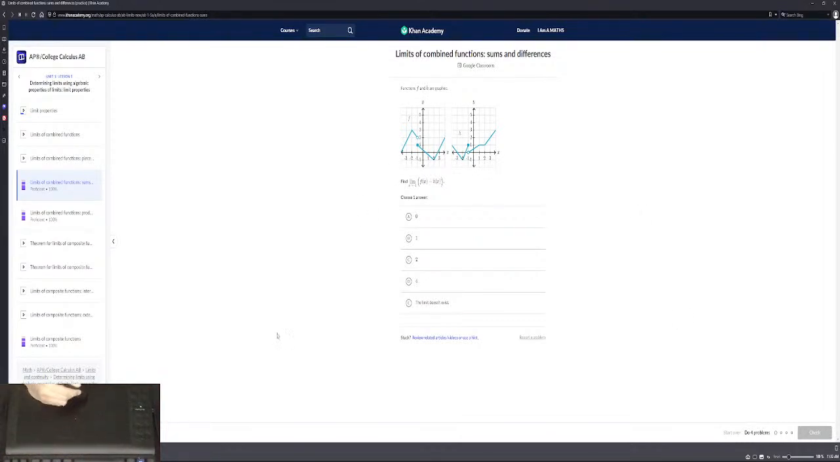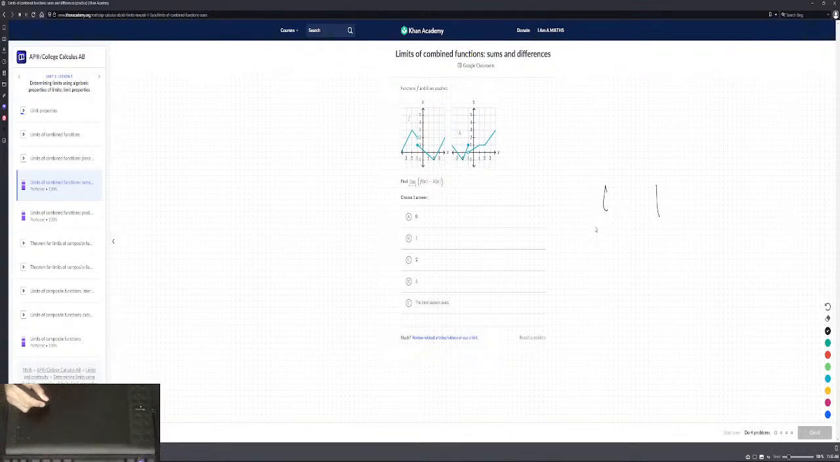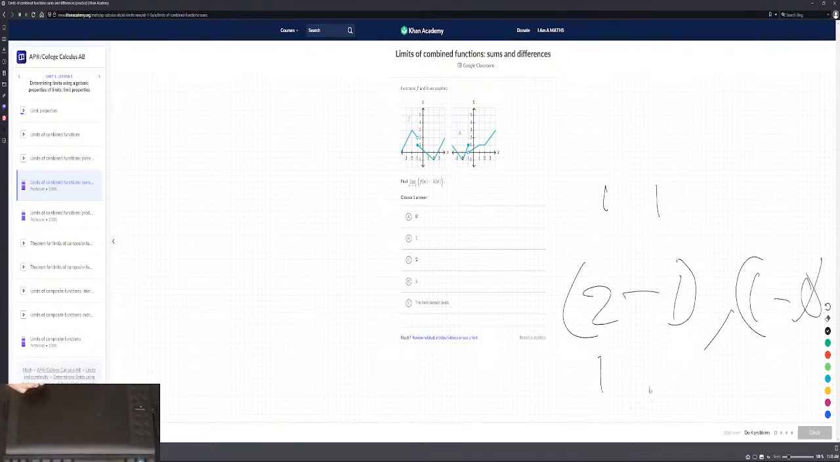Same thing for this one, except it's subtracting. It would be 1, because the negative side of the h function is 1, and the positive side of the f function is 1, minus the positive side of the h function, 0. You just get 1. The answer is 1.